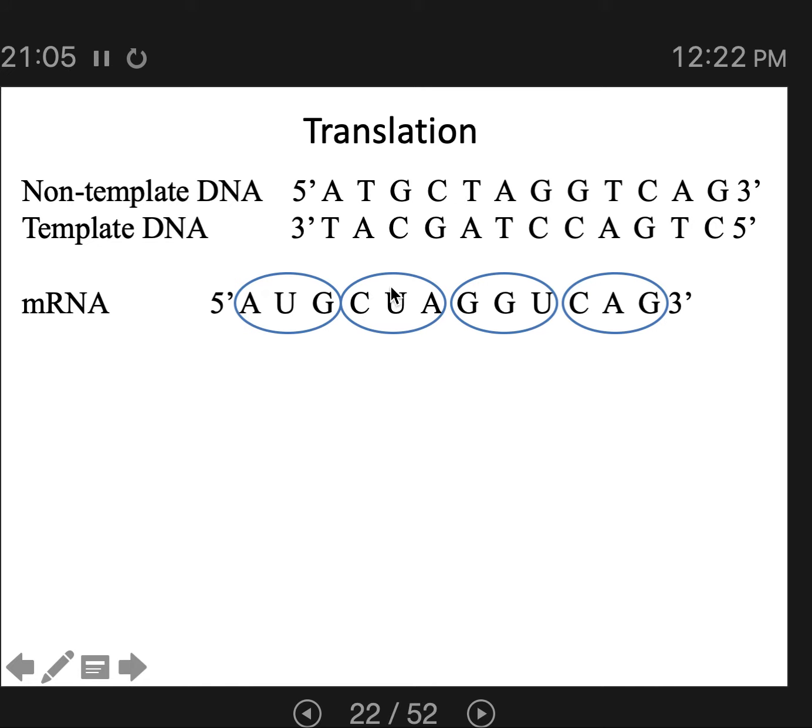Oh, and just to make things even more confusing, I told you that enzymes that read DNA always read 3' to 5'. The ribosome reads RNA 5' to 3'. So 3' is the front in DNA, 5' is the front in RNA. So here is AUG, 5' AUG. So we're going to take first position in the codon is A.